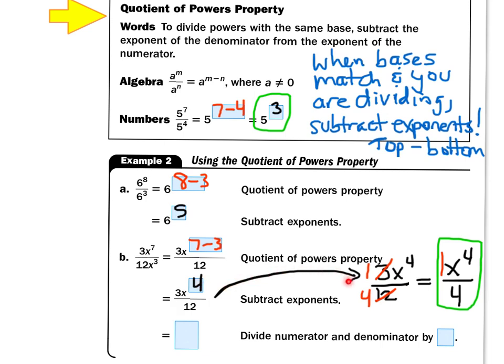Now, take a look over here. We're not done. So see that 3 over 12? You have to reduce it just like a normal fraction. So I divided by 3. So 3 divided by 3 gave me 1. 12 divided by 3 gave me 4. So this gives me 1x to the 4th power over 4. Now I made that 1 red. It could be invisible. You could just write x to the 4th power over 4.